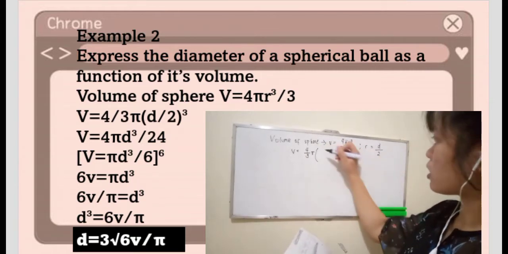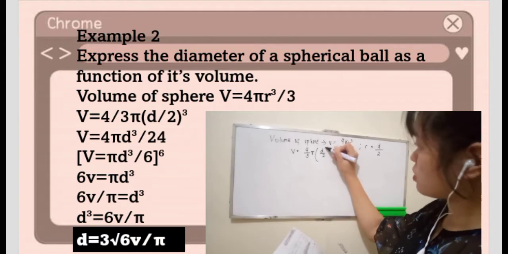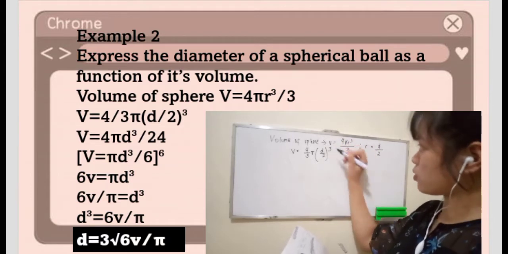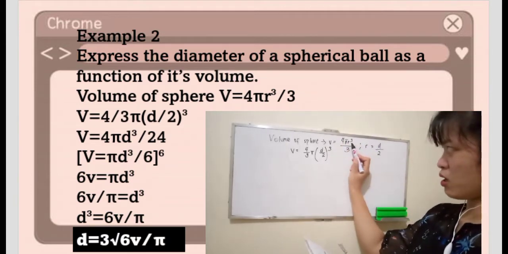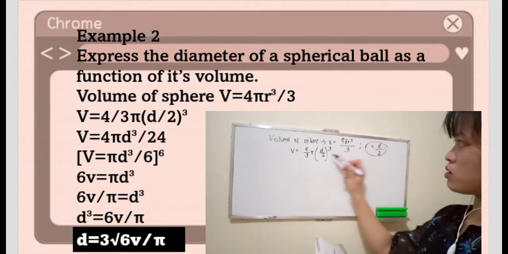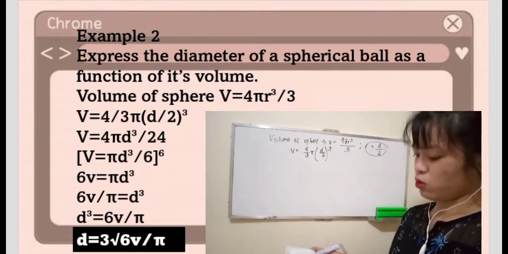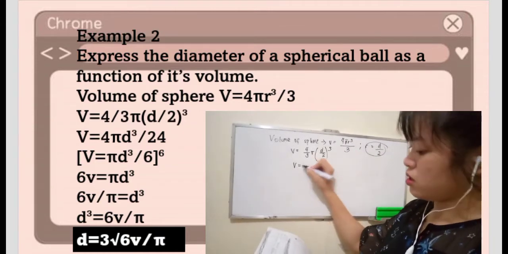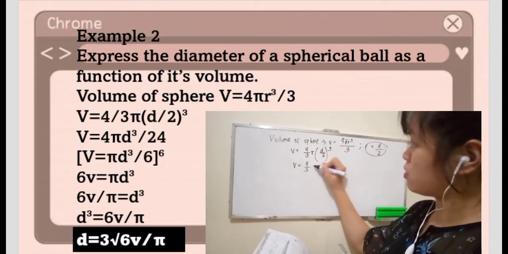Okay, dito, ipunta natin dito. Then, cube. Sinubstitute natin yung pinaka-r na to, ito yung nilagay natin. So, kaya siya naging d over 2. And then, V equals to 4.